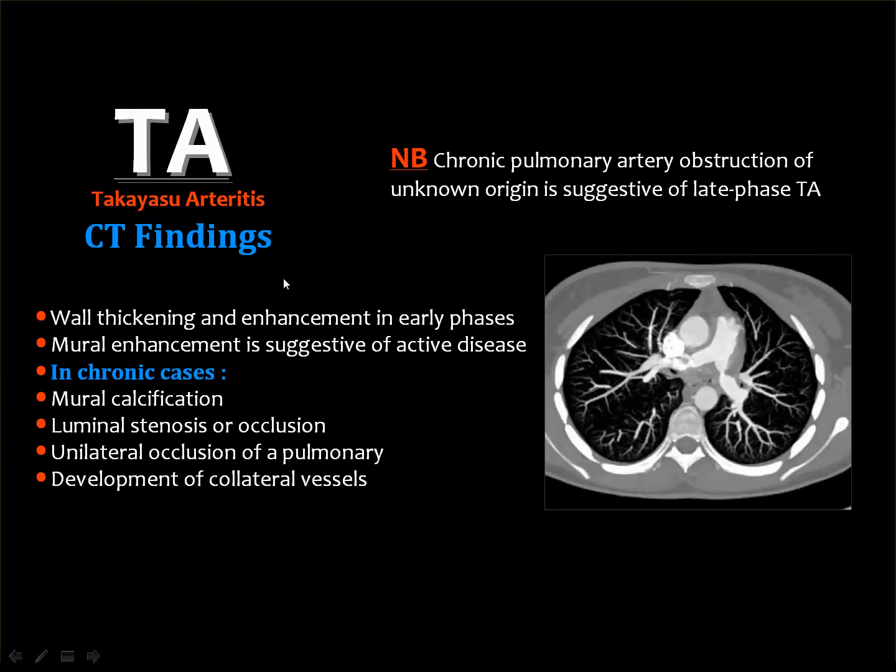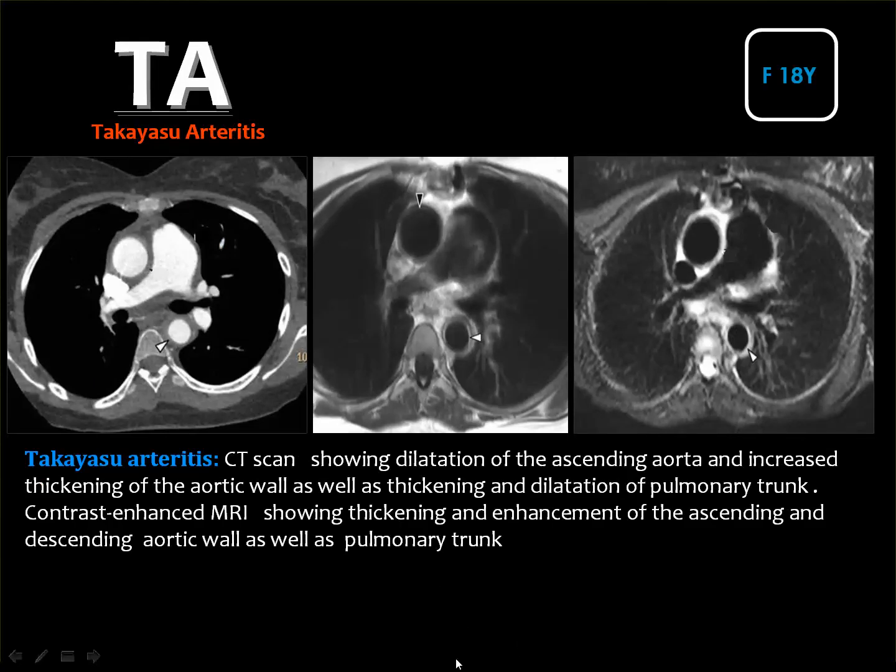Then wall thickening and enhancement is seen in early phases. If you inject contrast material, especially on MRI, you are able to see this enhancement. Mural enhancement is suggestive of active disease. And in chronic cases, you get mural calcification, luminal stenosis or occlusion, unilateral occlusion of the pulmonary artery, and of course, the development of collateral circulation.